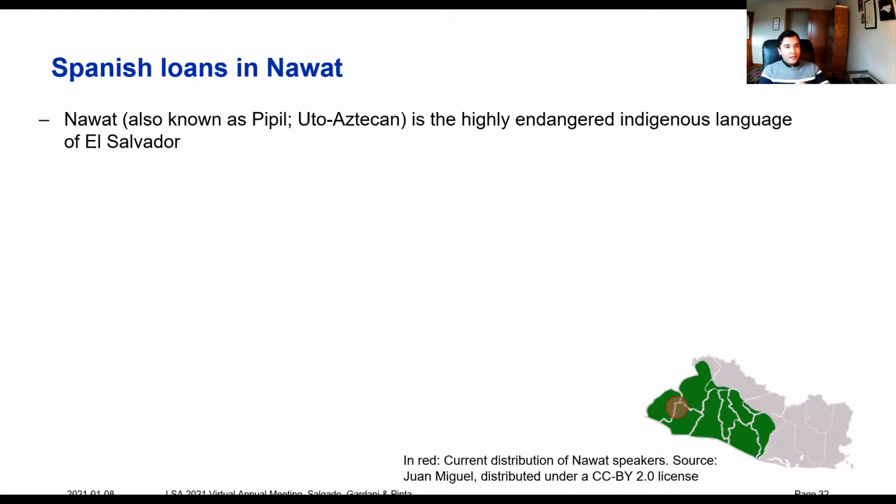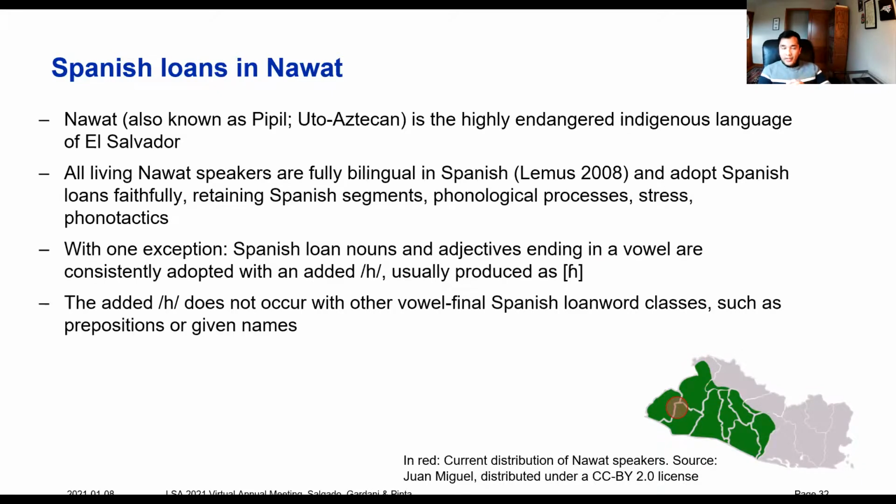So Nahuat is the only indigenous language of El Salvador, and it's highly endangered. You can see here in this small map of El Salvador, in green, the original distribution of Nahuat, and in the red circle, the communities in which it is currently spoken, and nowhere else in the world. So importantly, all living Nahuat speakers are fully bilingual in Spanish, and they adopt Spanish loans faithfully. That means that they retain Spanish segments, phonological processes, stress patterns, and phonotactics faithfully, even though they may not be part of native Nahuat phonology.